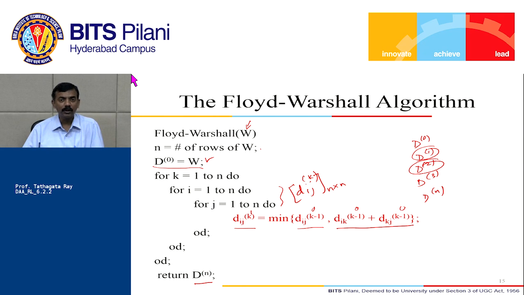Of course, you can know the actual path. Only thing is you have to keep on storing. Every time you are updating this distance, you are storing from which node you are coming to that vertex. So you store the parent value. If you store the parent value for every vertex correctly, you can always trace the path back.